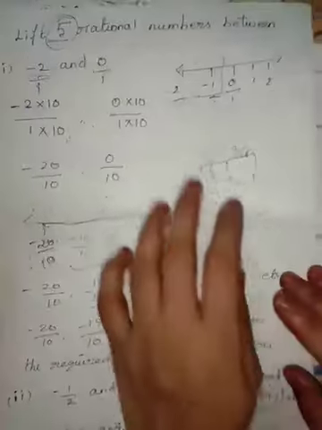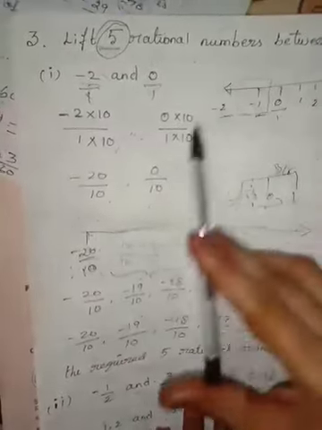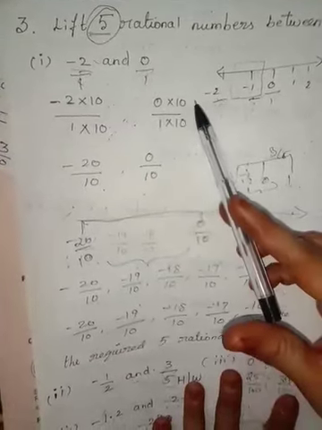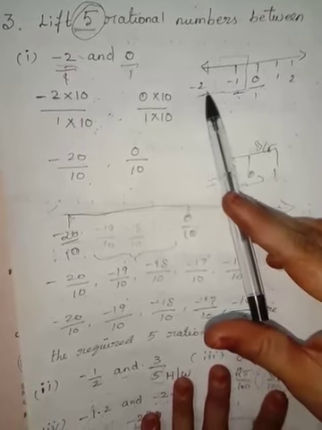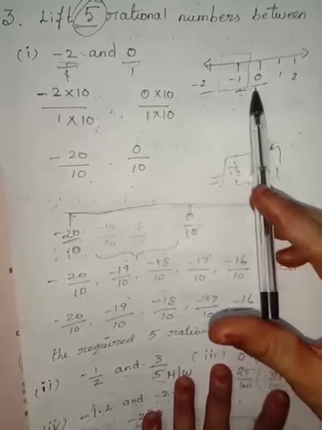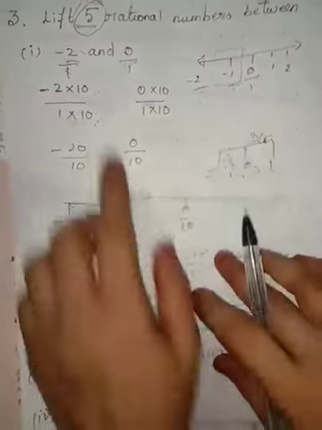We are going to solve the following sums. Okay, the first one is: list 5 rational numbers between minus 2 and 0. Look at this number line. We get rational numbers between minus 2 and 0. We have only one number, that is minus 1. But they are asking for 5 rational numbers.